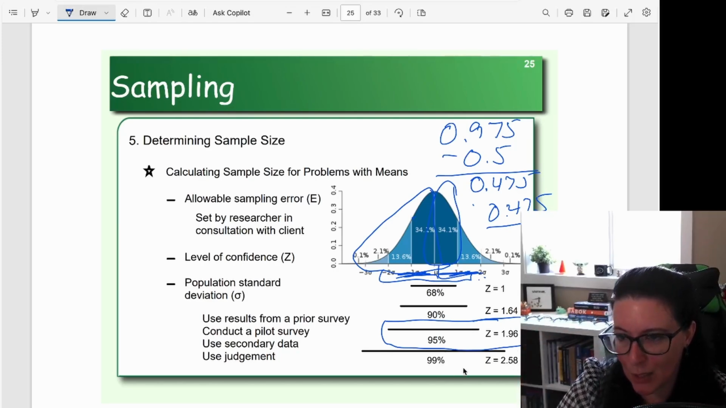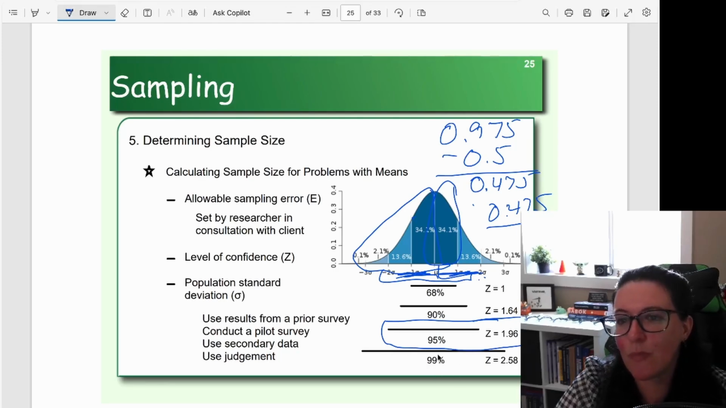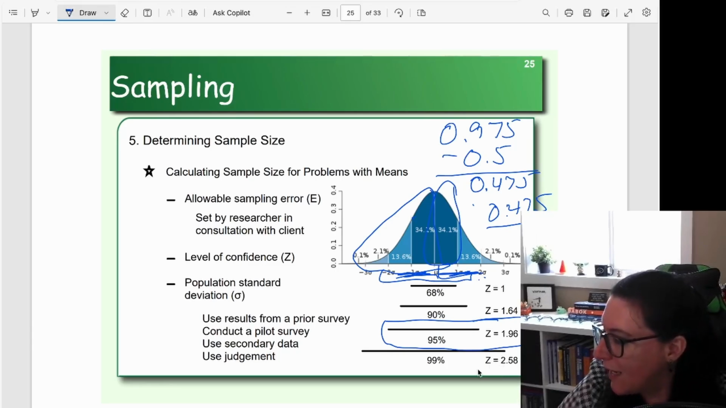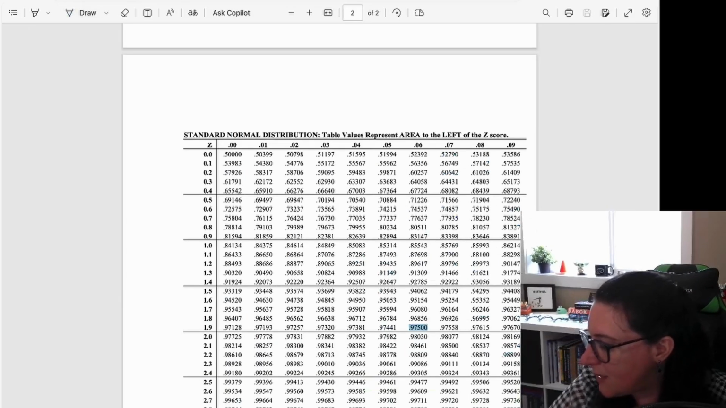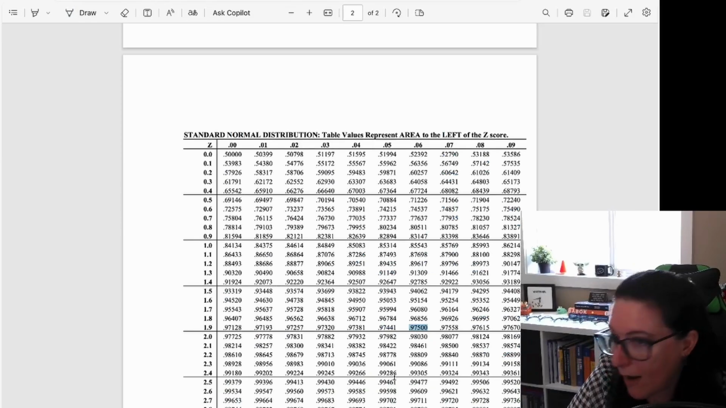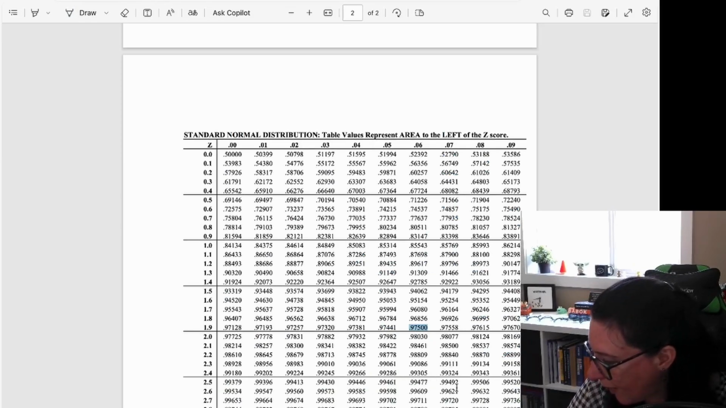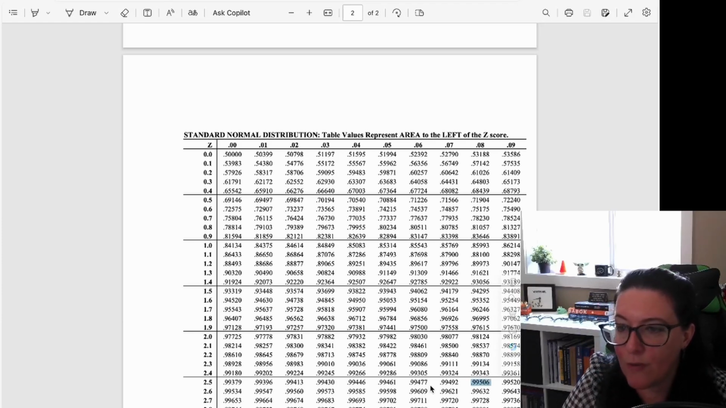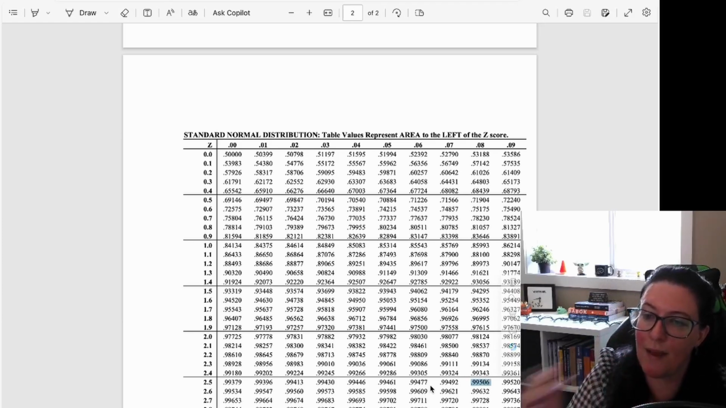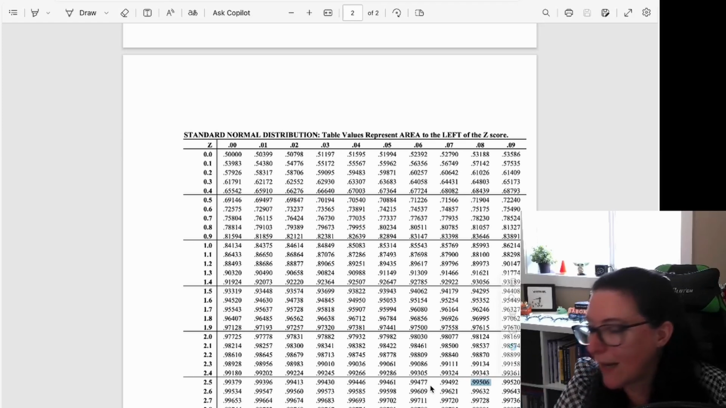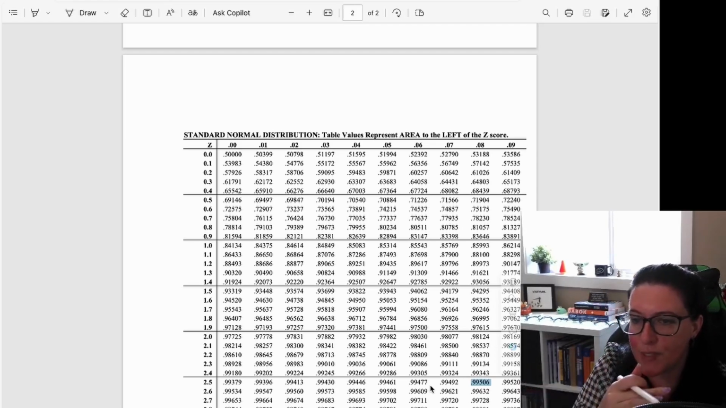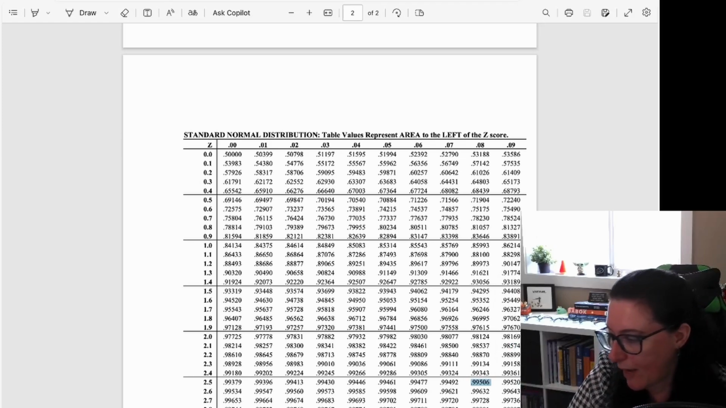Let's say you want to be right 99% of the time, a 99% level of confidence. Then you're going to use a Z of 2.58. The way you would find that is you can see here at 2.5 and then over to 2.58. You see this number here, 0.99506. That's showing you everything to the left. We would subtract 0.5 from 0.99506 to just get the portion that's to the right of that population mean, and then duplicate it on both sides. You'll see the 2.58.